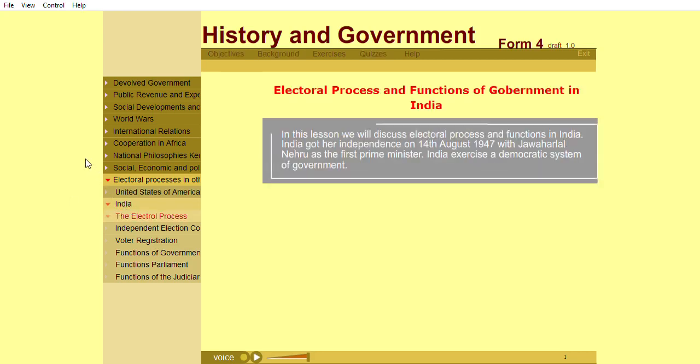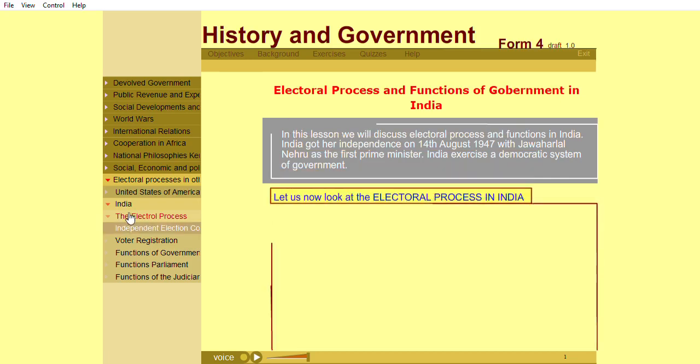In this lesson, we will discuss the electoral process and functions of government in India. India got her independence on 14th August 1947 with Jawaharlal Nehru as the first Prime Minister. India exercised a democratic system of government. Let us now look at the electoral process in India.